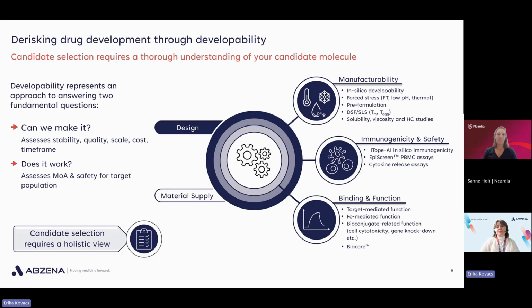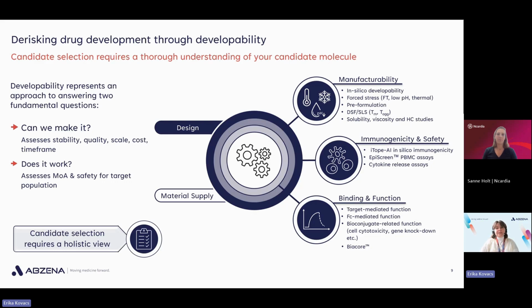And all throughout this process, we really focus on giving a holistic view and focusing on developability throughout. So what does that mean? We make sure that our molecule answers two key questions. Can we make it? That is, can we make it in a stable, high quality form that scales, is cost effective, and within the time frame that we need for the program? And also, does it work as the expected mode of action? And also, is it safe for the intended target population?